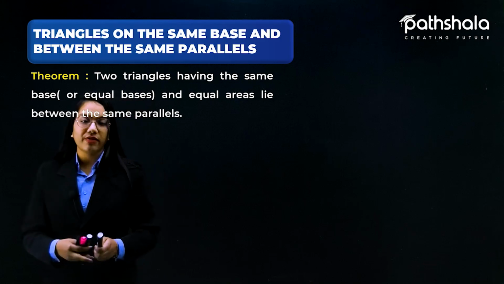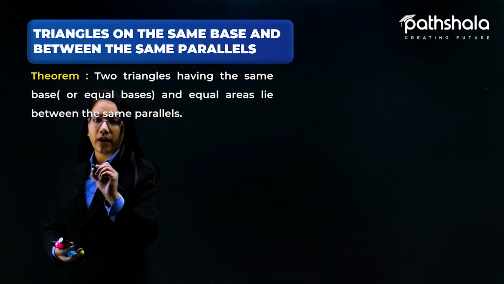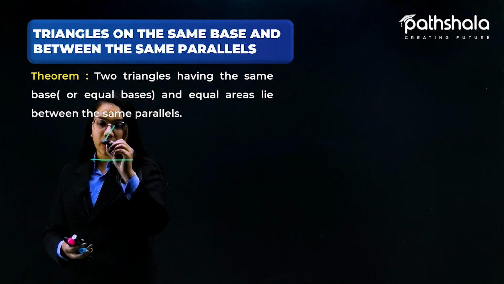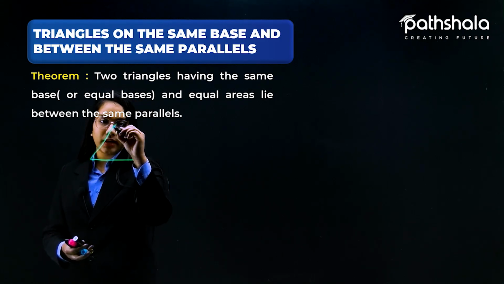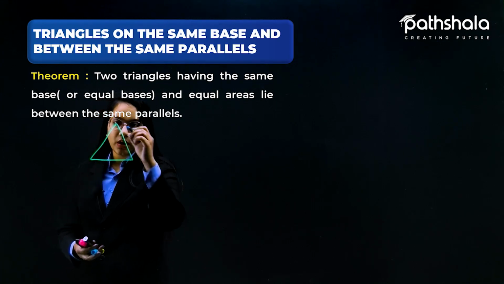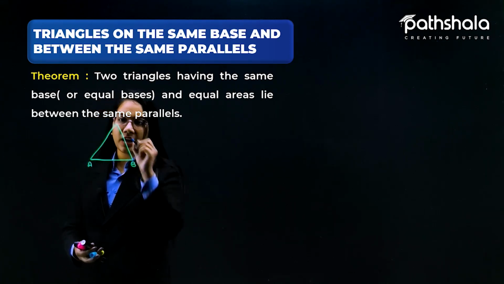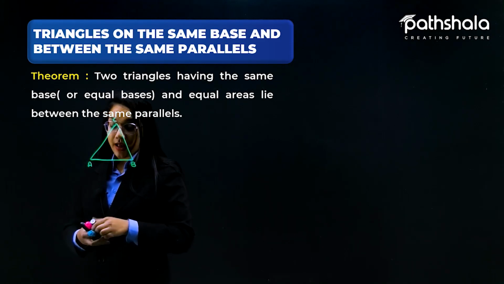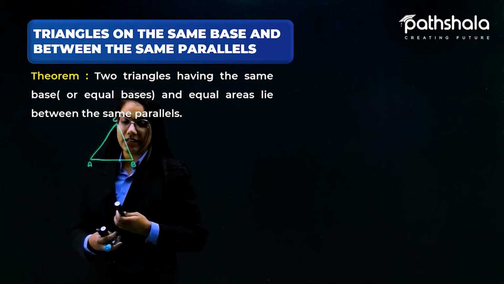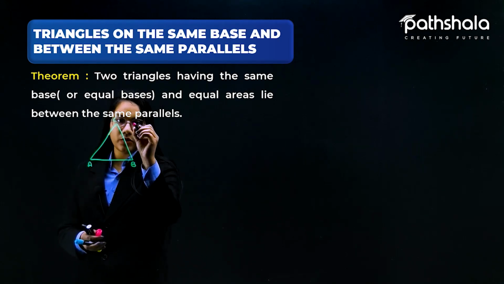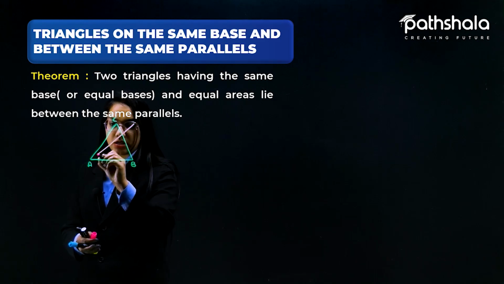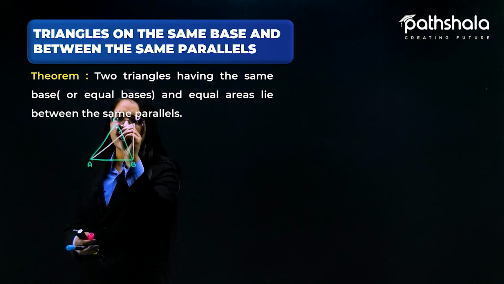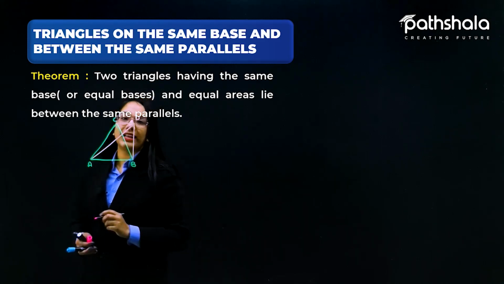Let us suppose I'm taking the first triangle as ABC, and furthermore I'm taking the other triangle as DAB. I'm taking this as DAB and I'm just joining CD.